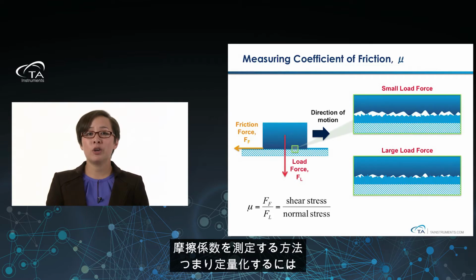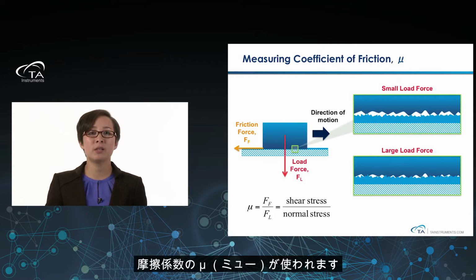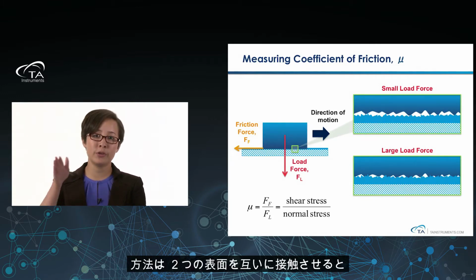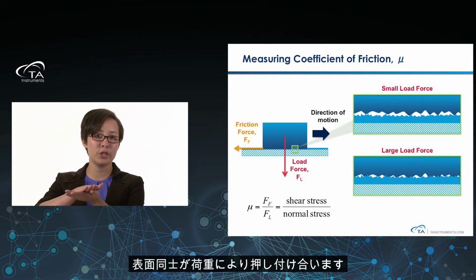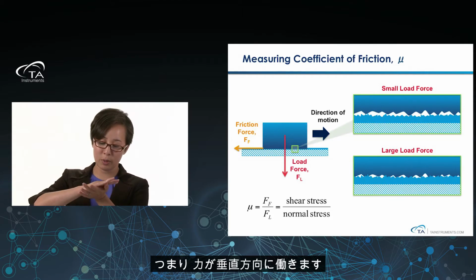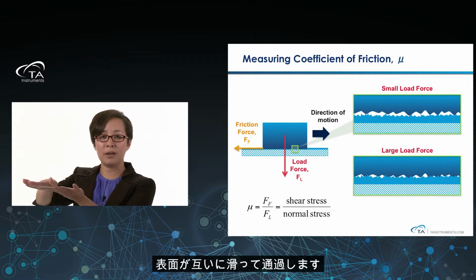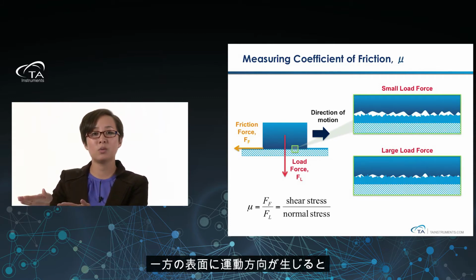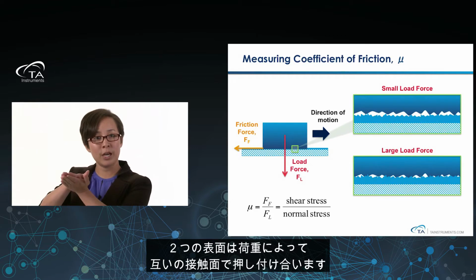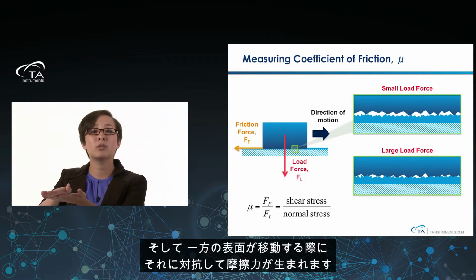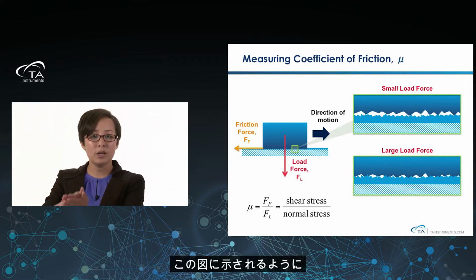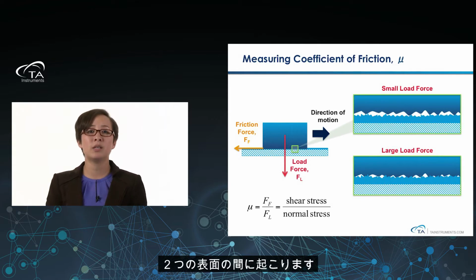The way that we quantify friction is the coefficient of friction, which is mu. And the way that we do this is we take two surfaces and we put them in contact with one another and push these surfaces together through a load force, the force that's moving perpendicular to the motion. And then we're going to move one of these plates and slide them past one another. So now one of the surfaces will have a direction of motion. They're going to be pushed together in contact with one another through the load force, and then some frictional force is going to oppose the motion that one of our surfaces is going through. So again, in between these two surfaces, as you can see in the diagram.